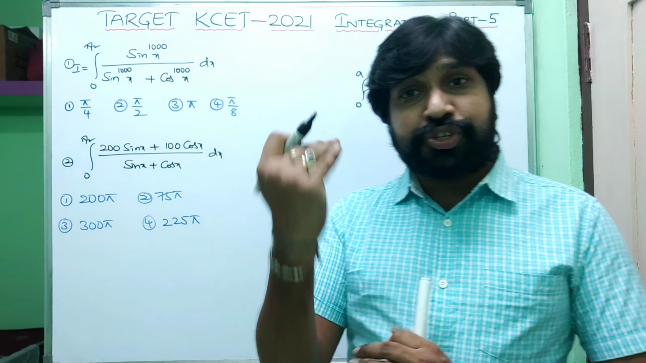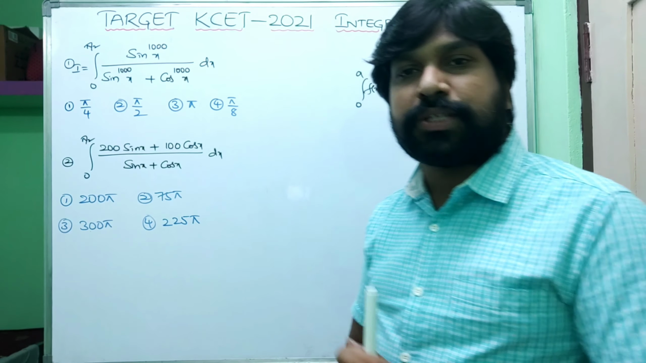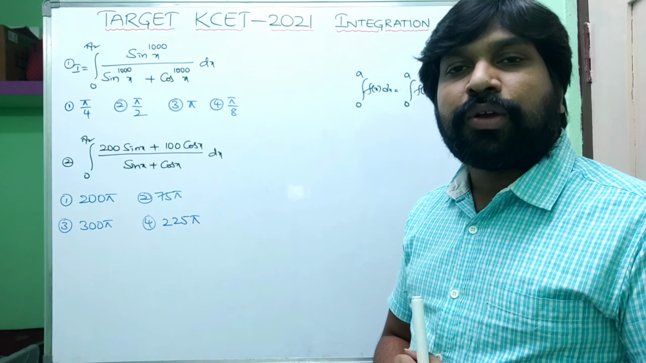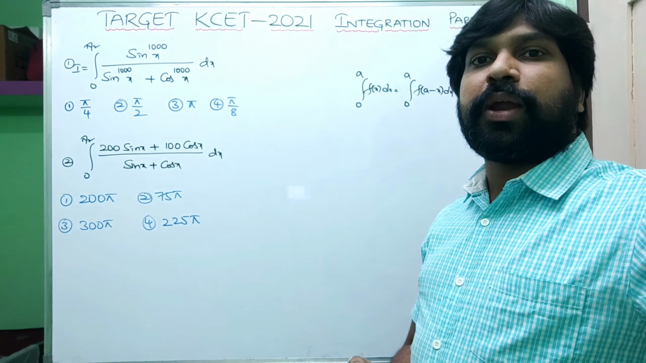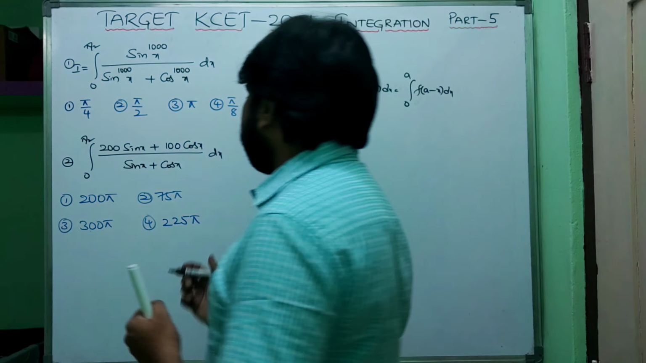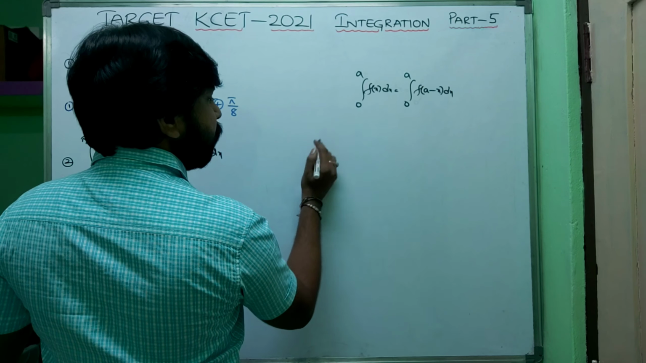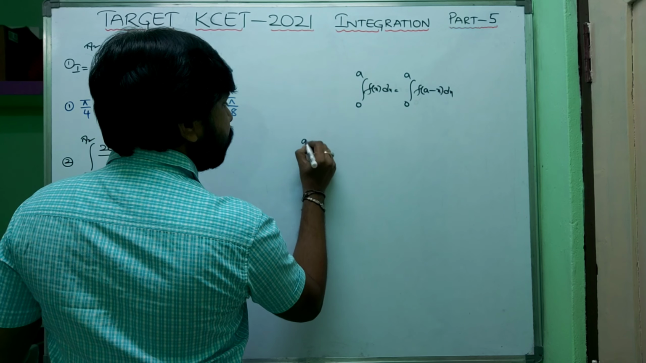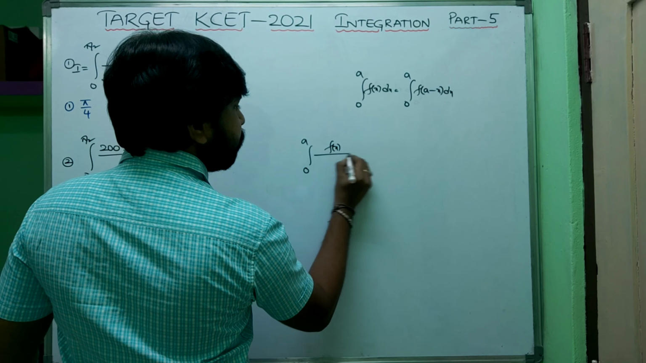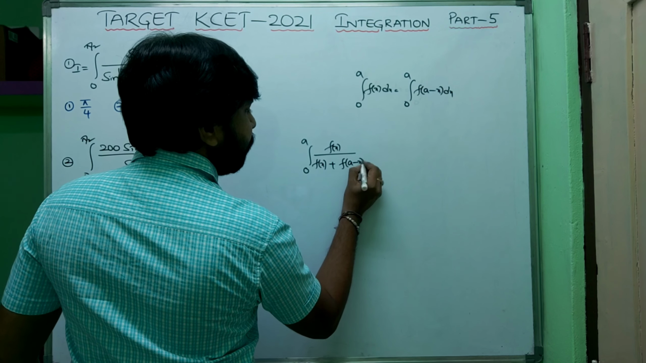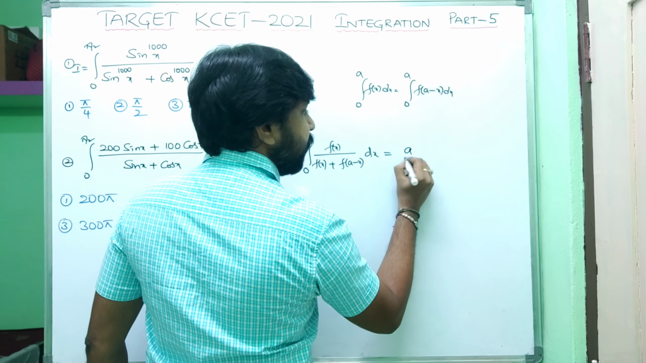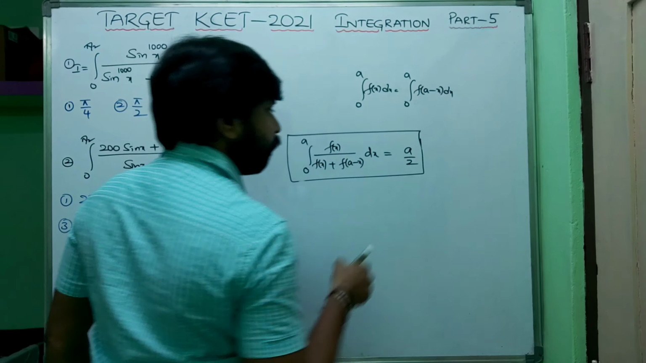But if you know the shortcut formula for this kind of question, you can attempt the question within a fraction of seconds, in the sense 2 to 3 seconds you can evaluate the answer. The shortcut formula is, instead of that formula, I am going to use integral 0 to a f of x by f of x plus f of upper limit minus x dx, equals a by 2. It is a super duper shortcut formula, friends.